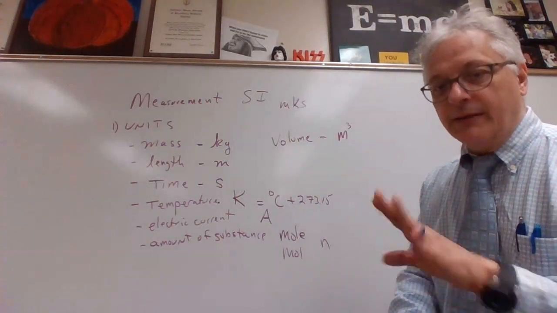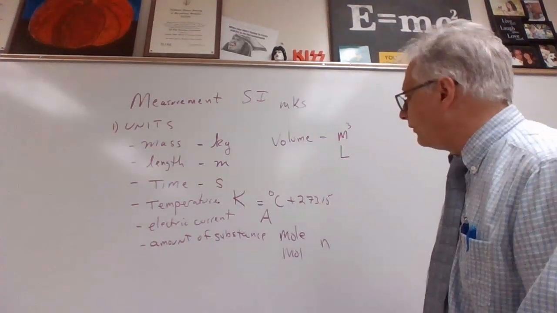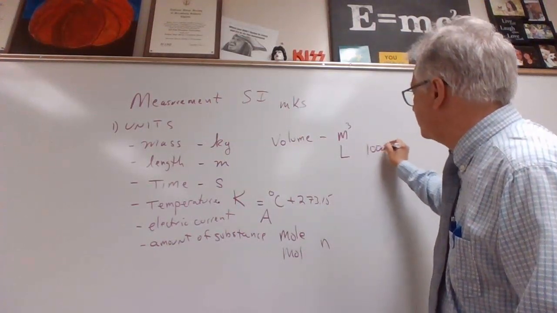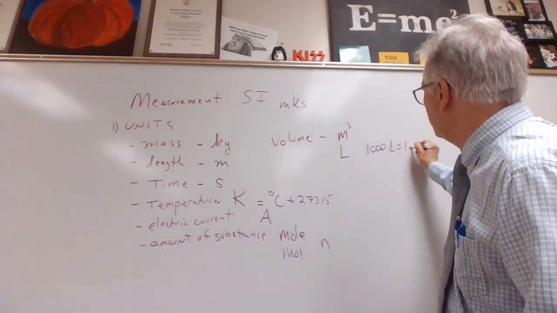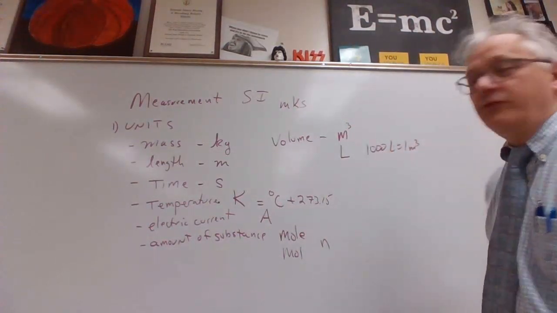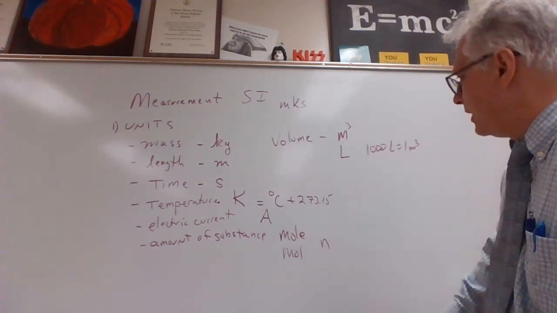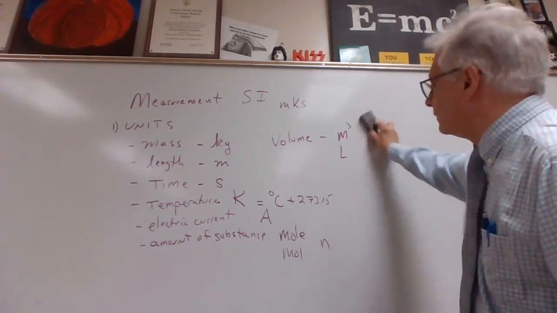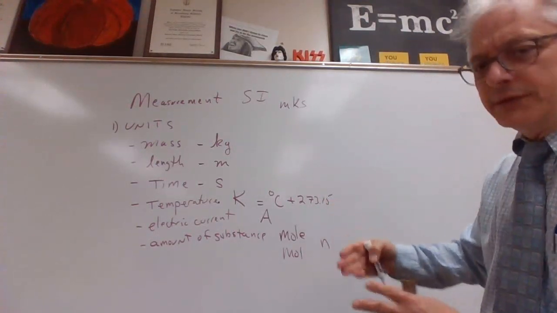You may also be familiar in the so-called metric system with something called the liter. The liter is smaller than a cubic meter. As a matter of fact, there are 1,000 liters in 1 cubic meter. I would encourage you to try to prove that to yourself. It's a good exercise to show this relationship. Volume is going to be length, sorry, length cubed. Area would be length squared.